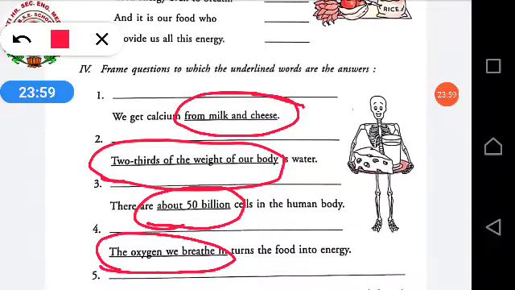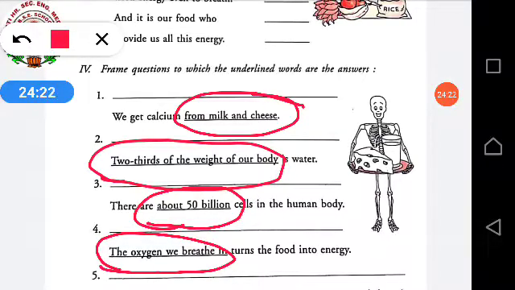Question mark. Don't forget to put the question mark, as questions are incomplete without a question mark. And many times I have deducted marks for this, okay? So do remember to put the question mark. Where do we get calcium from? We get calcium from milk and cheese.